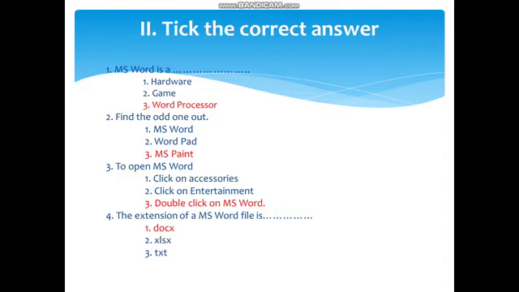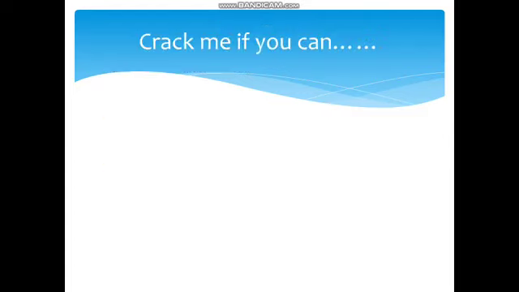The extension of the MS Word file is DOCX. Different extensions are given. When we save a Word file, the computer automatically gives the extension DOCX and saves it. Saving a file and other important things you will study in the next lesson.